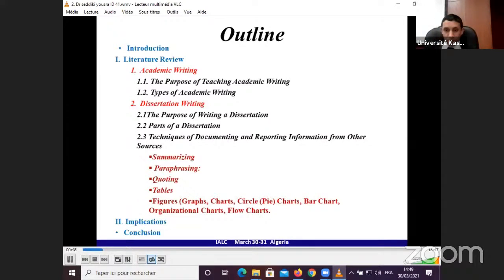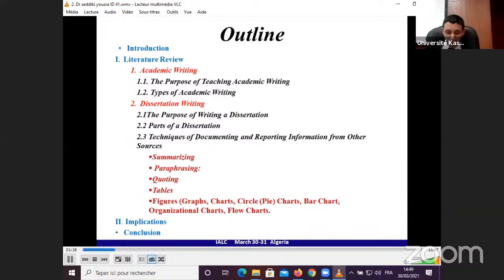Within this literature review, we try to explain the two main variables of this study, which are the academic writing and dissertation writing. First of all, we talk about the concept of academic writing. What we mean by academic writing, the purpose of teaching academic writing for EFL students, types of academic writing. Second, we will look at the concept of dissertation. What is a dissertation? What do you mean by a dissertation writing?